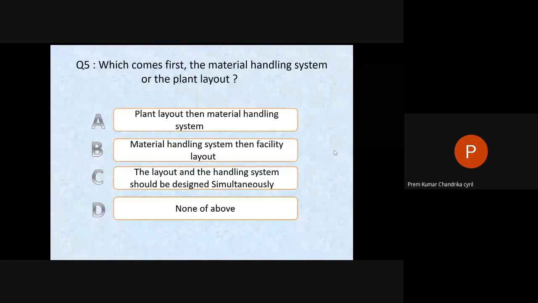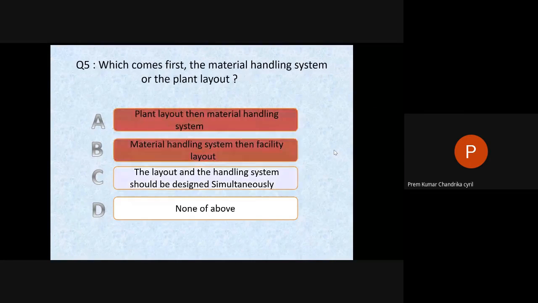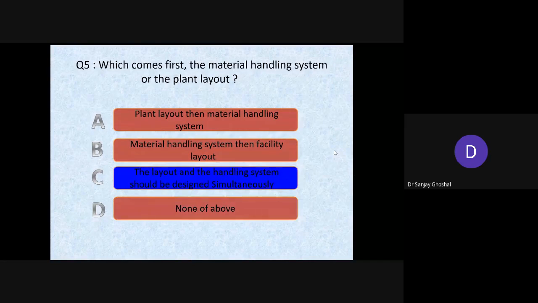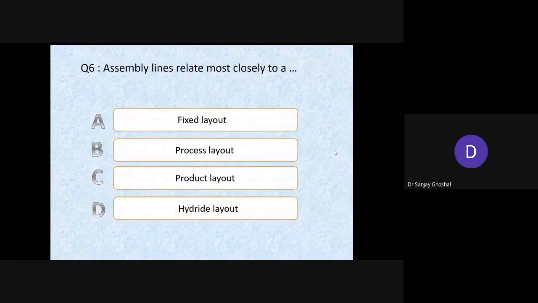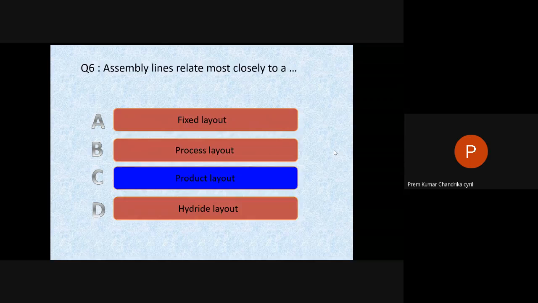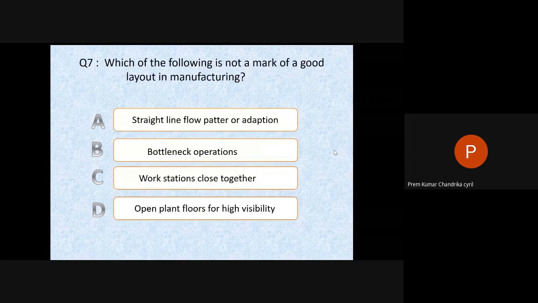Plant layout. A. C. Product layout. C. Bottleneck operation. B.